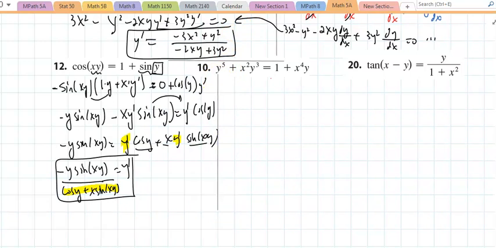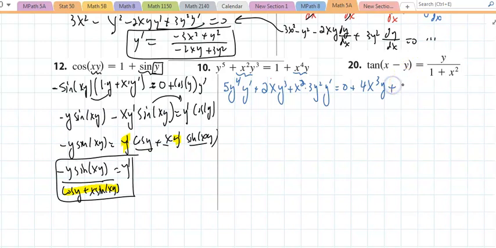And if I look at the next problem, derivative of, well, bring the power down, subtract one from the power, y prime, plus product rule. Derivative of the first times the second plus the first times derivative of y cubed, bring the power down, subtract one from the power. 0. Product rule again, derivative of the first times the second plus the first times y prime.